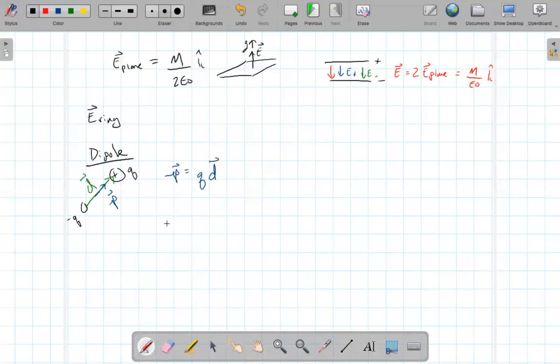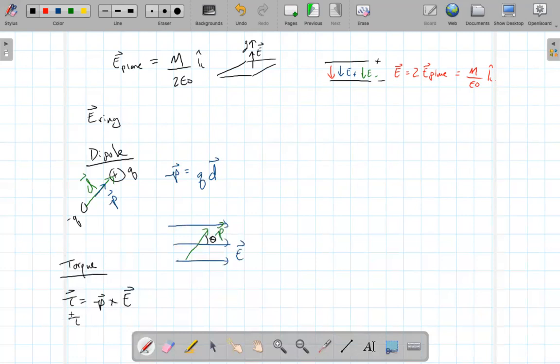Right. Now, if I put this into an external electric field, so here's my electric field, and then here is my dipole pointing in this direction with an angle between the electric field and the dipole, what we found is that this thing has a torque, where the torque is given by the dipole moment crossed with the external electric field, which means the magnitude of the torque is equal to the magnitude of the moment times the magnitude of the electric field times sine of the angle between the two.